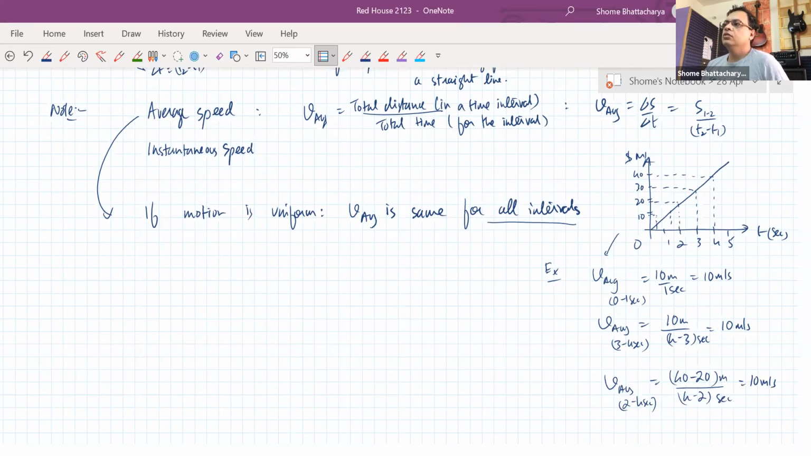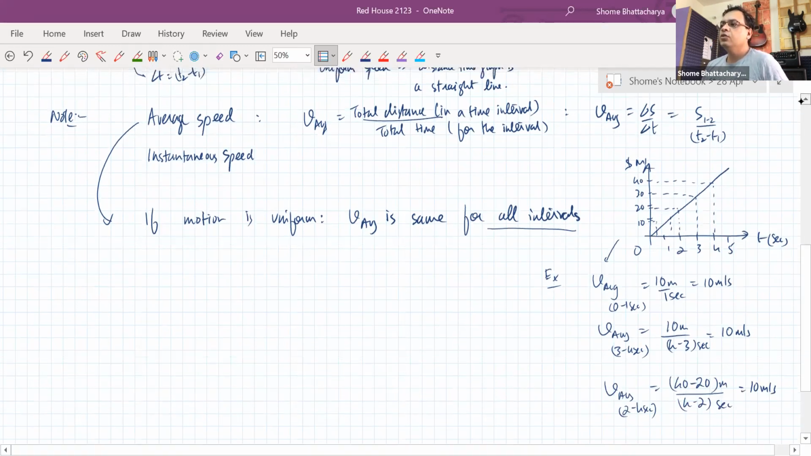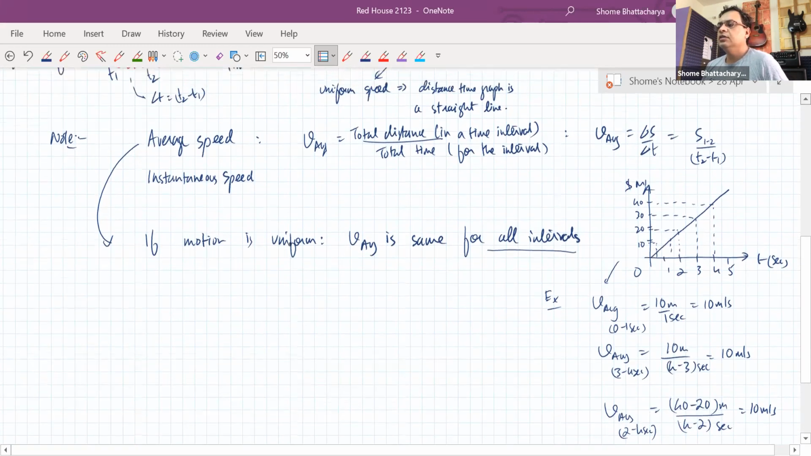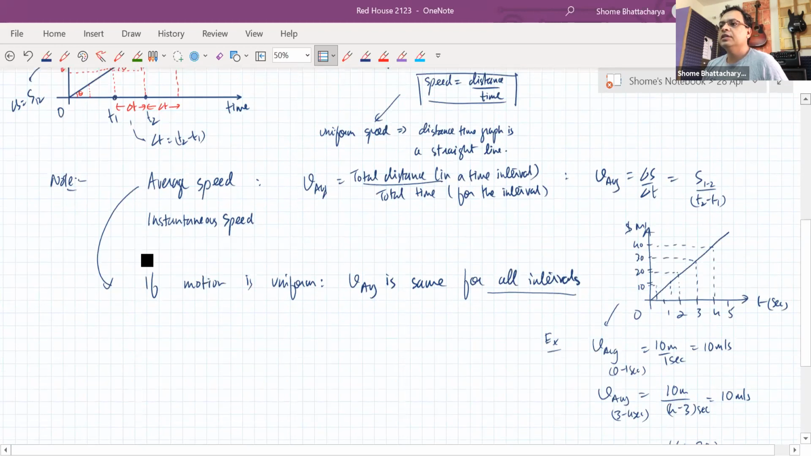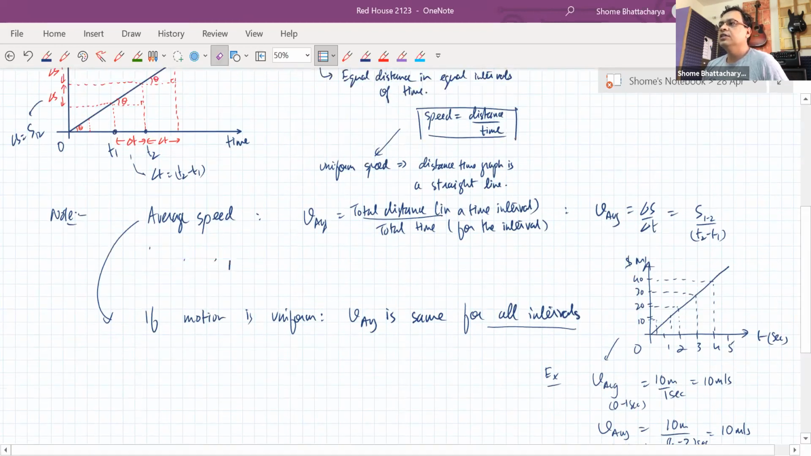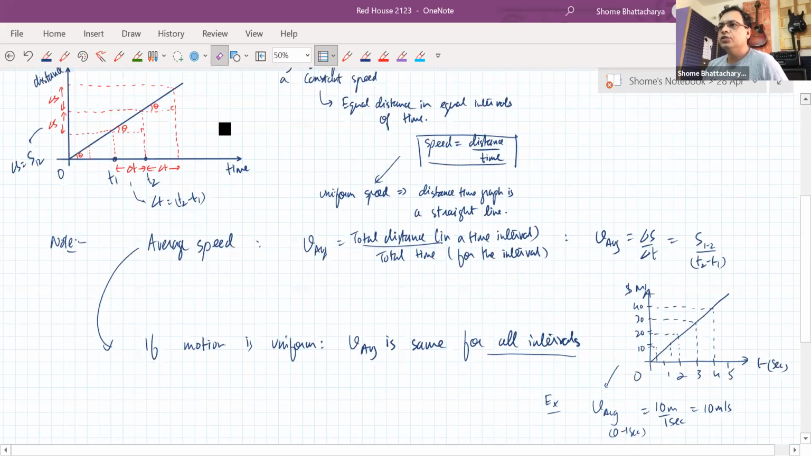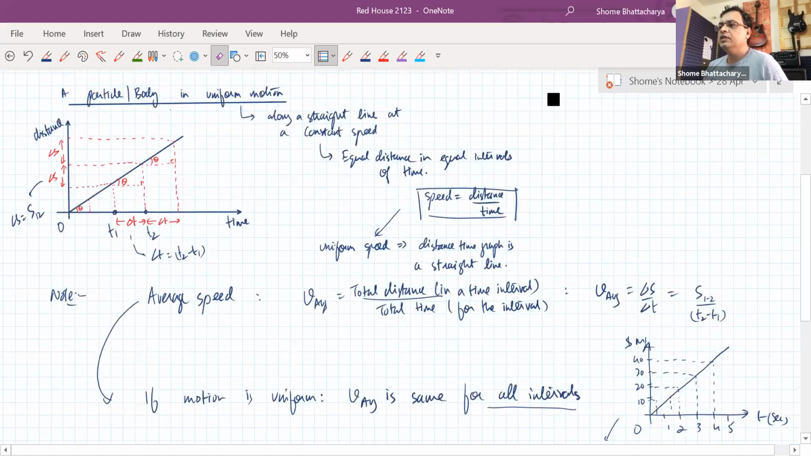So what happens is, when we talk about average speed, we'll come back to instantaneous speed later. Average speed is defined for an interval of time. But in the case of uniform motion, whatever interval of time that we select, the average speed is the same. So average speed is defined for a time interval.